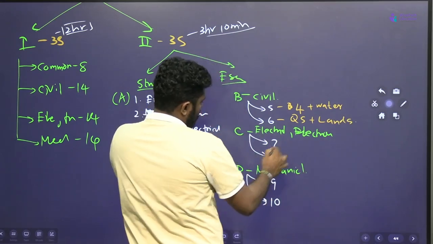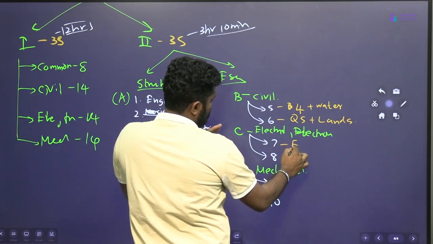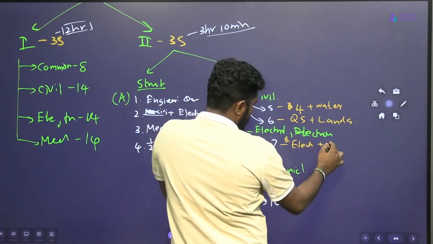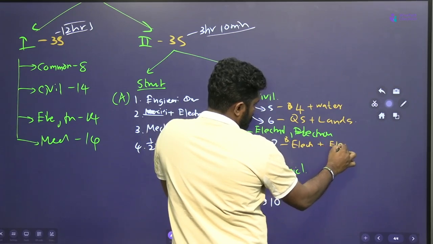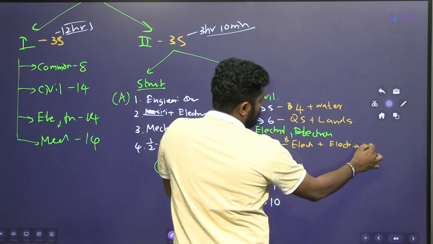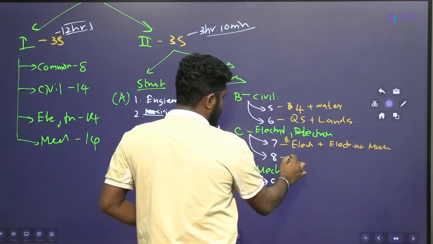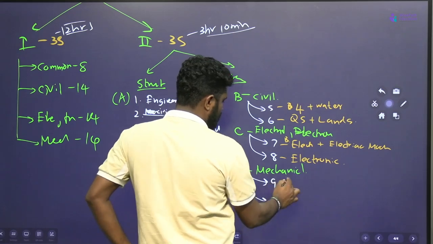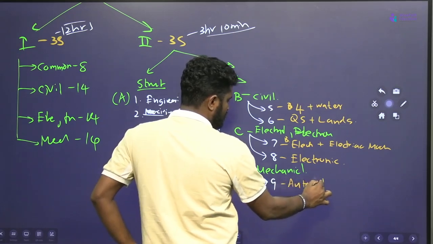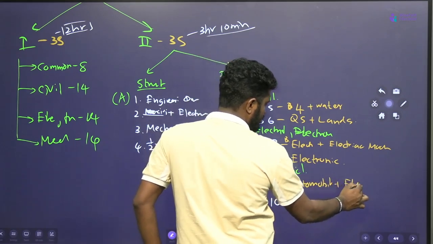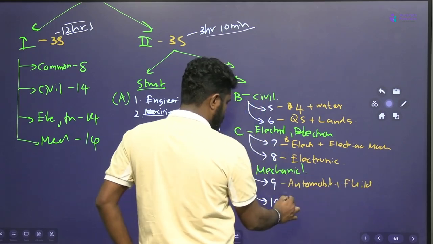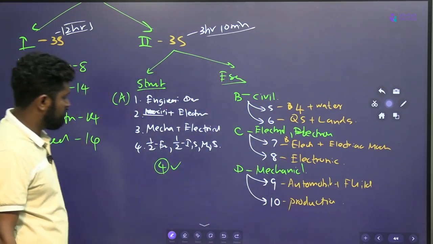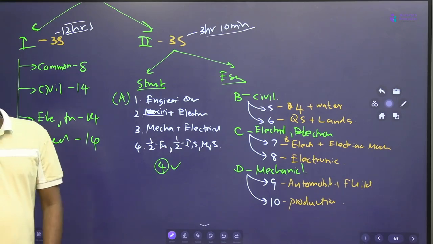Basic electrical and electronic part: the basic electrical lesson, lesson number 7, and electrical machines part, and here from the electronic. Then here it is coming from the automobile plus fluid lesson, and here from the production lesson. Okay.